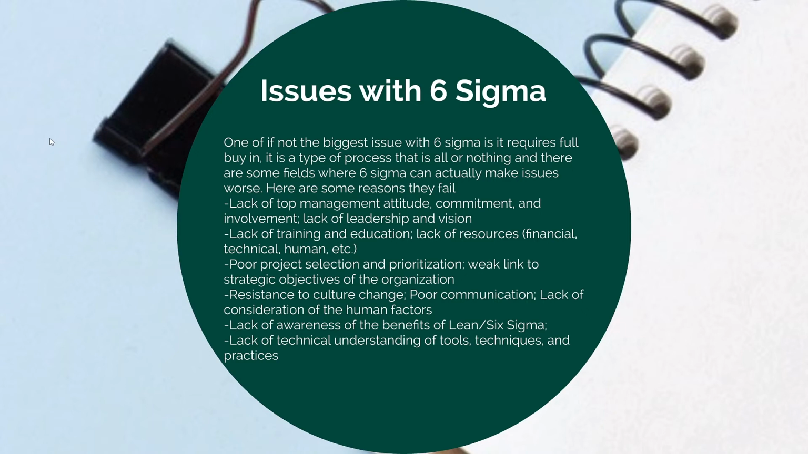lack of leadership and vision, lack of training and education, lack of resources, be that financial, technical, human, etc., poor project selection and prioritization, weak link to strategic objectives of the organization, resistance to culture change, poor communication, lack of consideration of the human factors, lack of awareness of the benefits of Lean/Six Sigma, lack of technical understanding of tools, techniques, and practices. So a lot of this comes down to human factors.